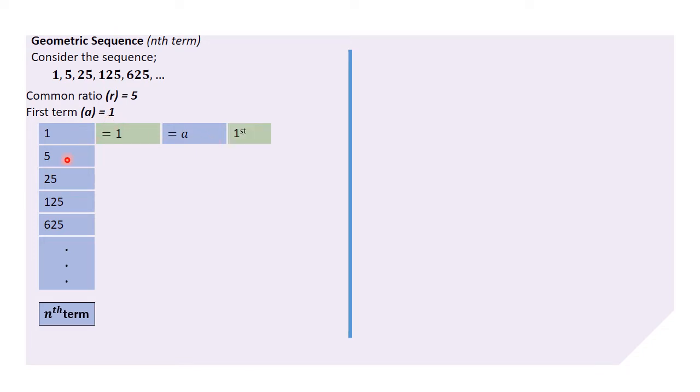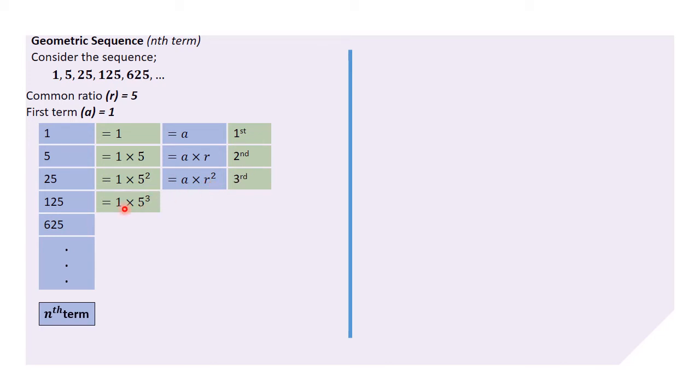Now, the 5 can be written as 1 times 5, which is the same as a times r, where a is the first term and r is the common ratio, as we had earlier here. The third term can be written as 1 times 5 squared, which is a times r squared. The fourth term can be written as 1 times 5 cubed, which is a times r cubed, and the fifth term is 1 times 5 raised to the power 4, which is a times r raised to the power 4. And of course, now the students can see a pattern that is already observable here. Now, this pattern will guide us in getting a formula for the nth term.